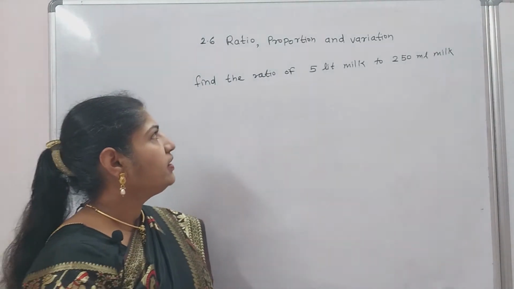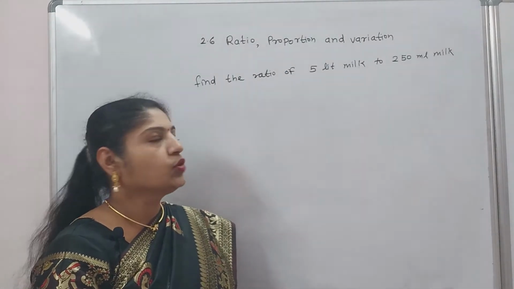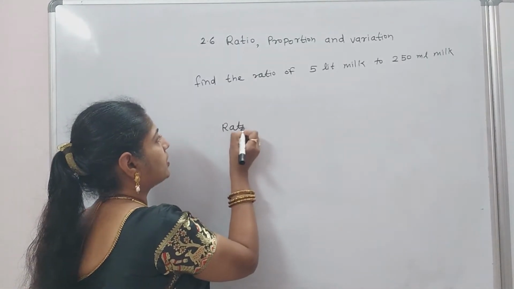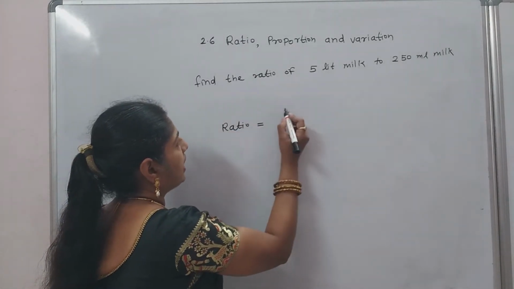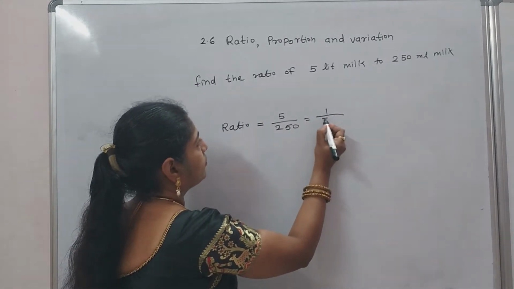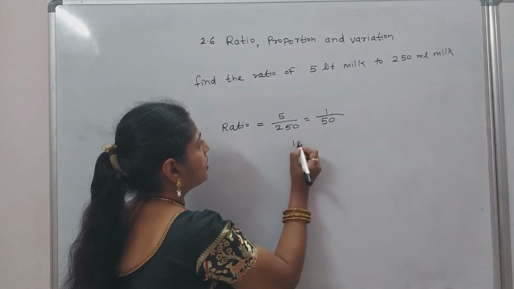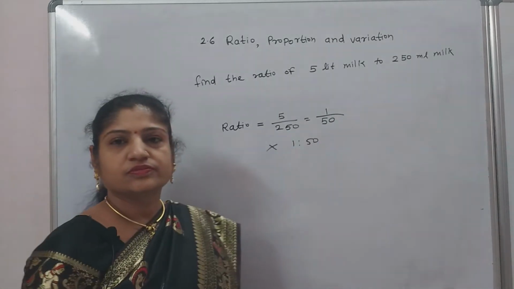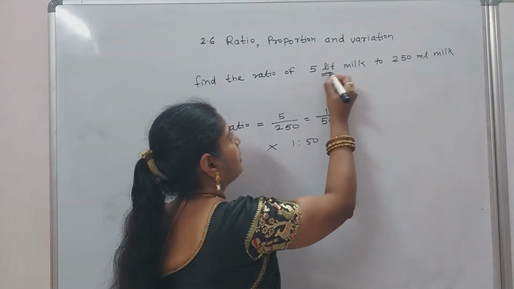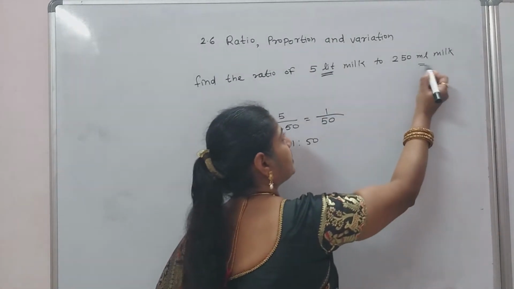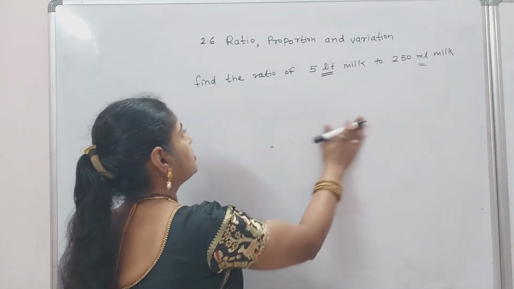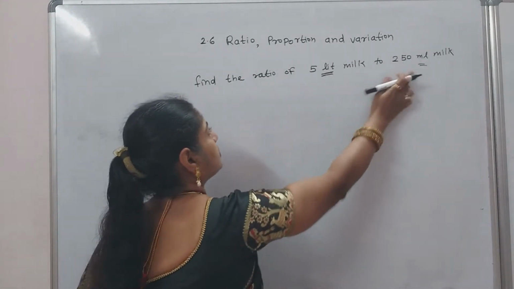Next, find the ratio of 5 liter milk to 250 milliliter milk. What is the ratio? Ratio is the division of the first number by the other number. I take 5 upon 250, that is 5 ones are 5, 5 fives are 25 and 0. Ratio is 1:50. It is wrong, because here the unit is liter and here it is milliliter. Milliliter is the smaller unit. So we must first change it to the same unit.